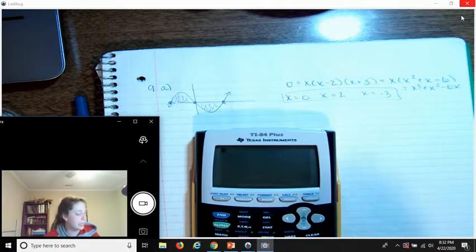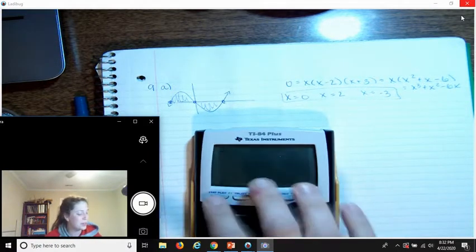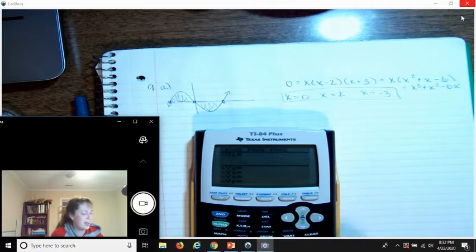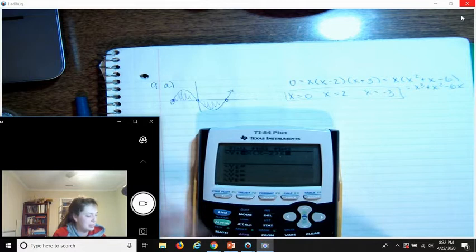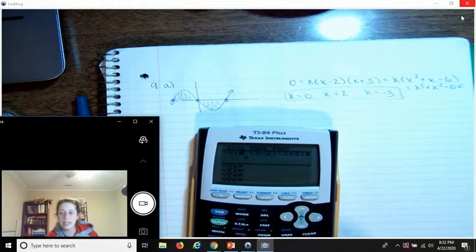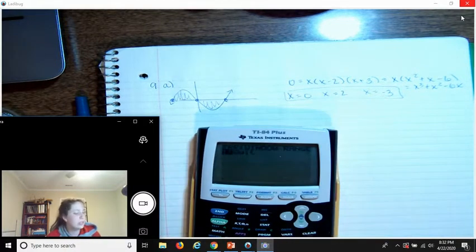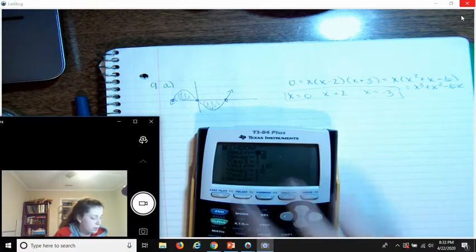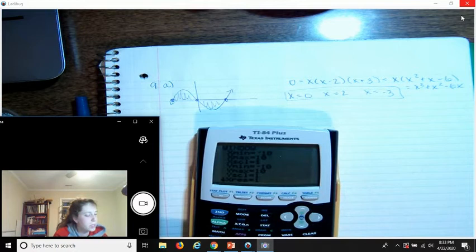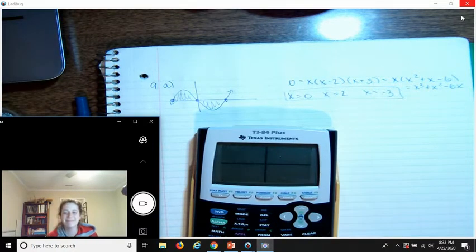But let's not be an idiot like I was. Let's just put it all in. So we'll have x minus 2, and x plus 3. Stick it in there, hit graph. Oh, what's wrong? Oh, my window's bad because my daughter was playing with my calculator.